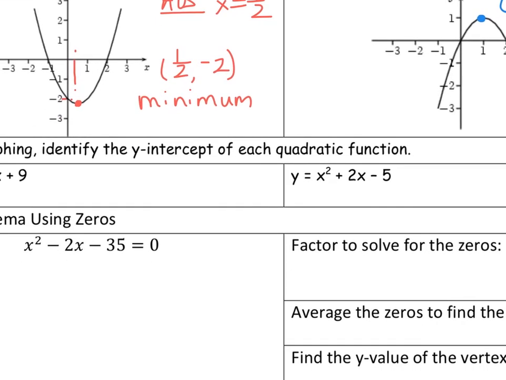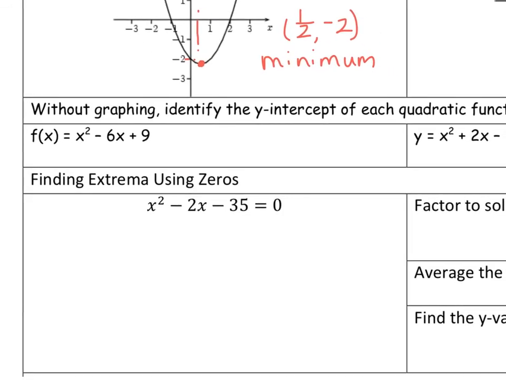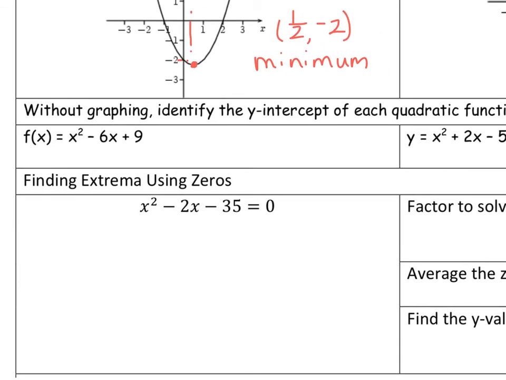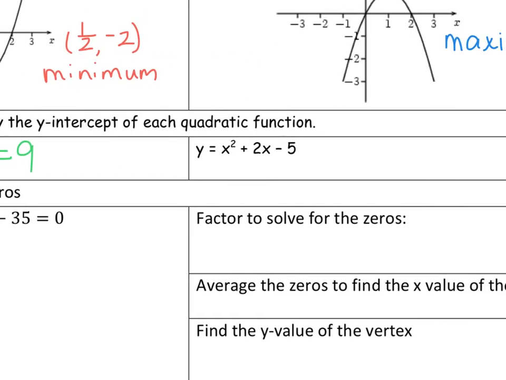In the next two questions, we want to identify the y-intercept of each quadratic function. And that's the easy part. The y-intercept is the constant. So in this case, remember, this is a, b, and c. C equals 9. In question 2, again, the y-intercept is the constant. So the constant, or c, is equal to -5. So that's where it crosses the y-axis.